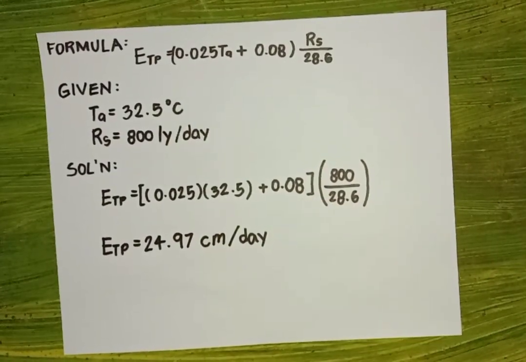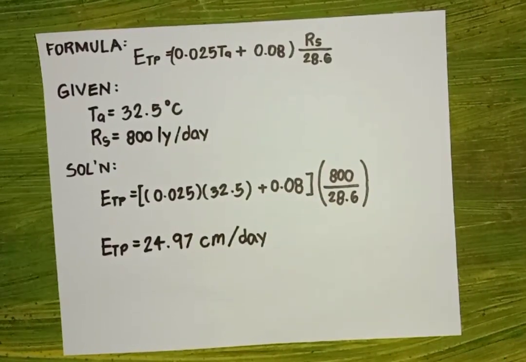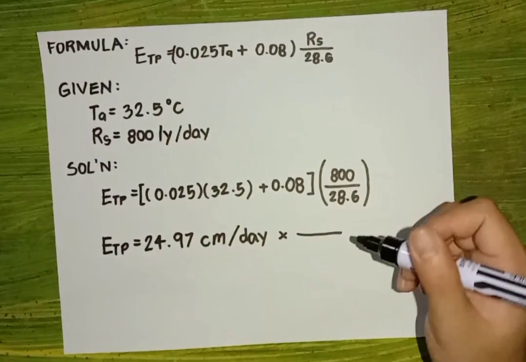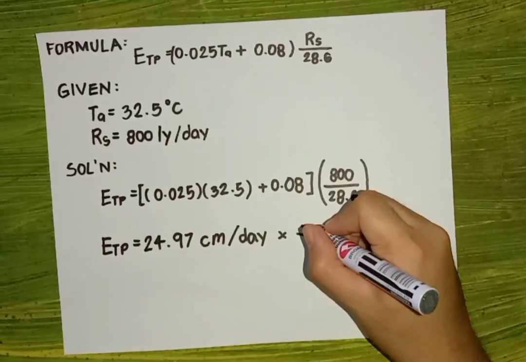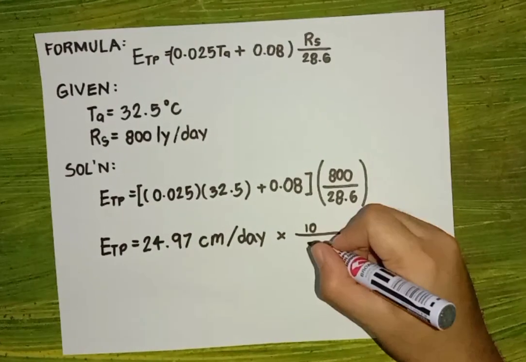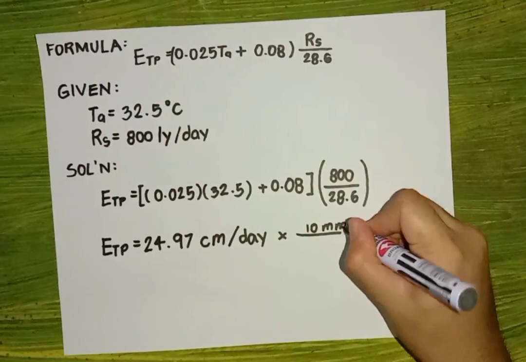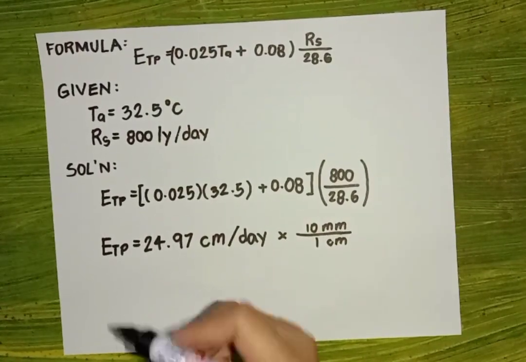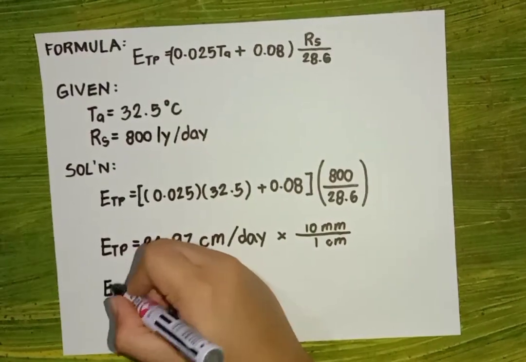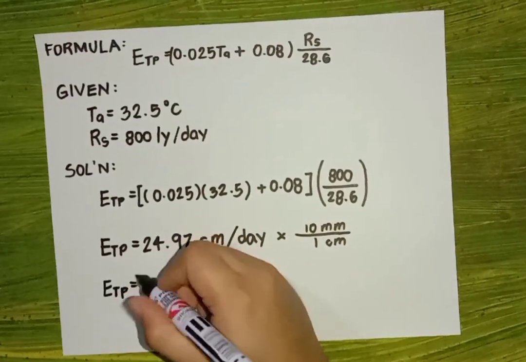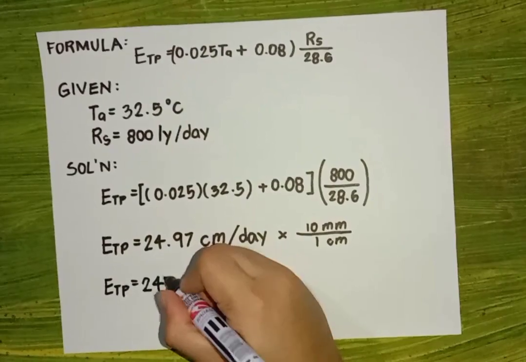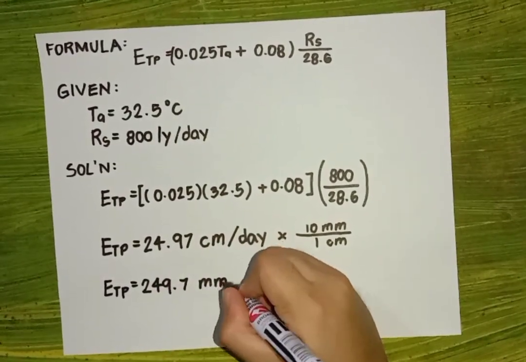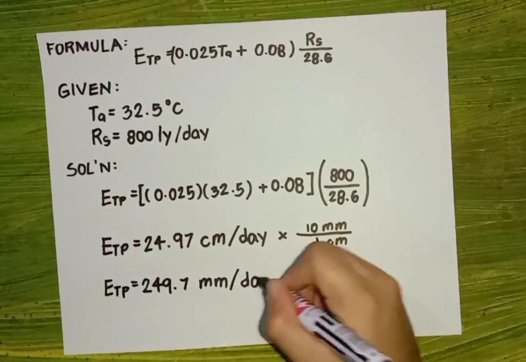Since the required unit for evapotranspiration is millimeter per day, we will multiply 24.97 by 10. And the final answer is 249.7 millimeter per day.